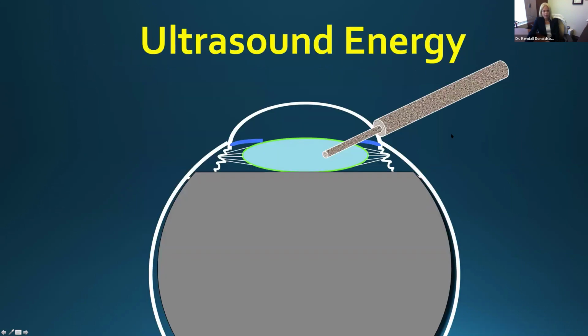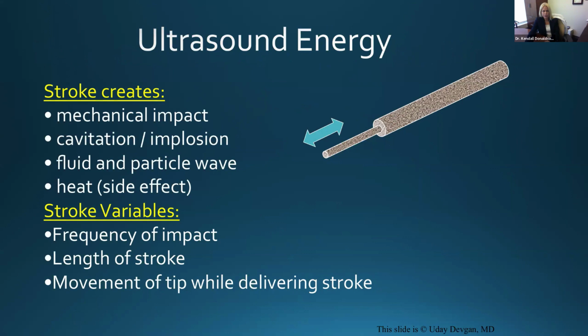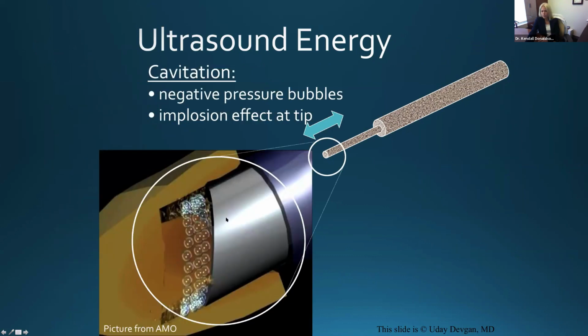And I wanted to spend a little time talking about ultrasound energy. So this is the main source of trauma during cataract surgery. So this is where we're introducing the energy, and the length of the stroke creates the mechanical impact into the nuclear material by cavitation, as we mentioned before, but also creates heat as a side effect. Okay, so we can set several variables. We can set the frequency of the impact and the length of the stroke, and then the movement of the tip basically while delivering that stroke. So this again is cavitation, again, similar to dentistry, as we mentioned, that Dr. Kelman had noticed originally.